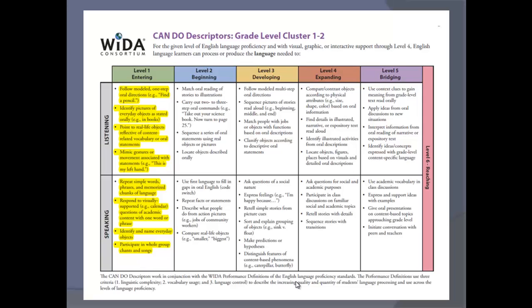These are the things that the teacher can expect from the student. This is what the student can do. Just a few things here, for example, the highlighted areas. The student can identify pictures of everyday objects as stated orally. Point to real life objects reflective of content related vocabulary or oral statements. Repeat simple words and phrases. Identify and name everyday objects.